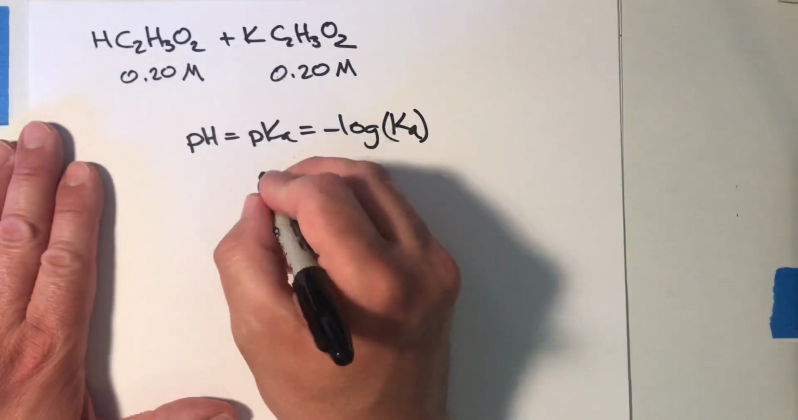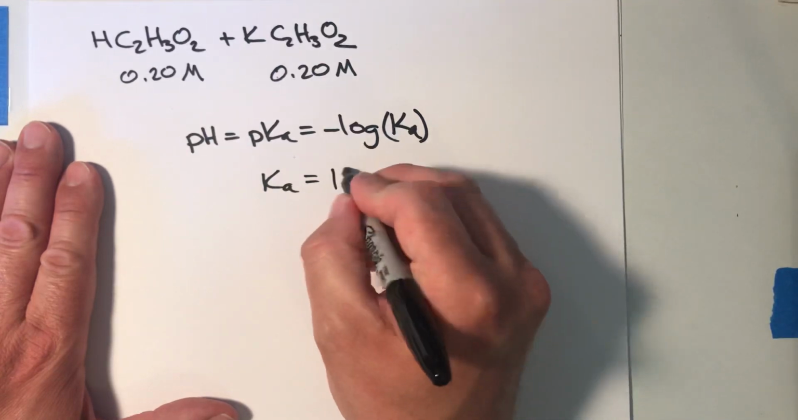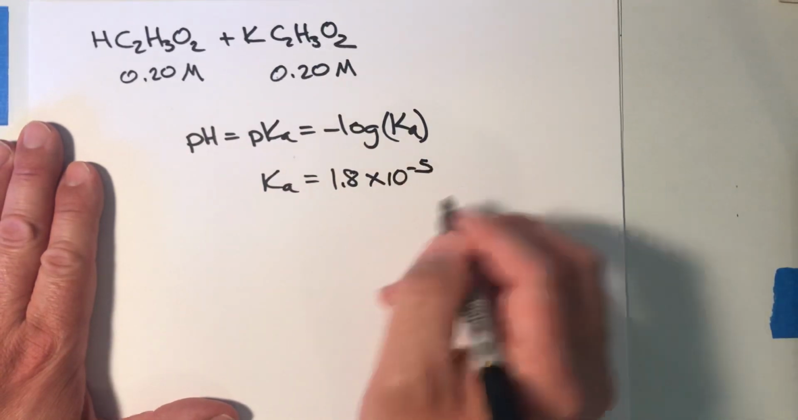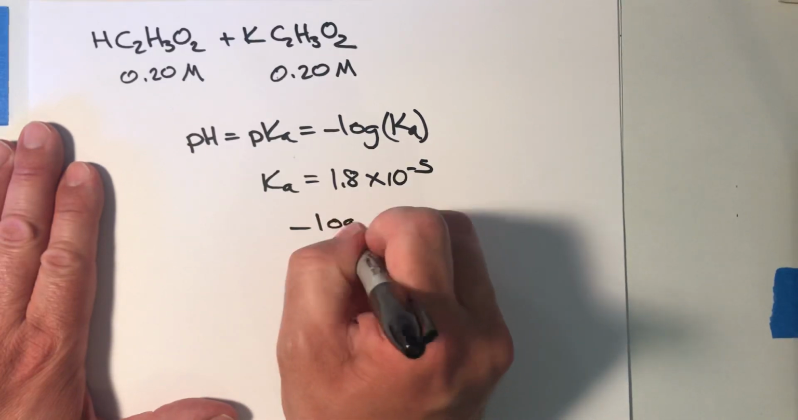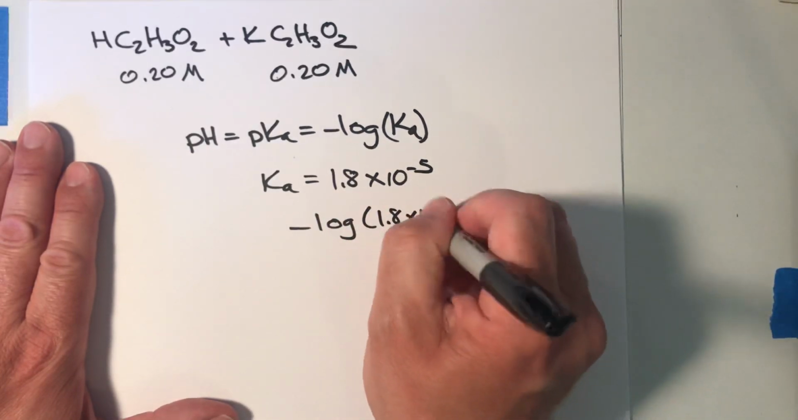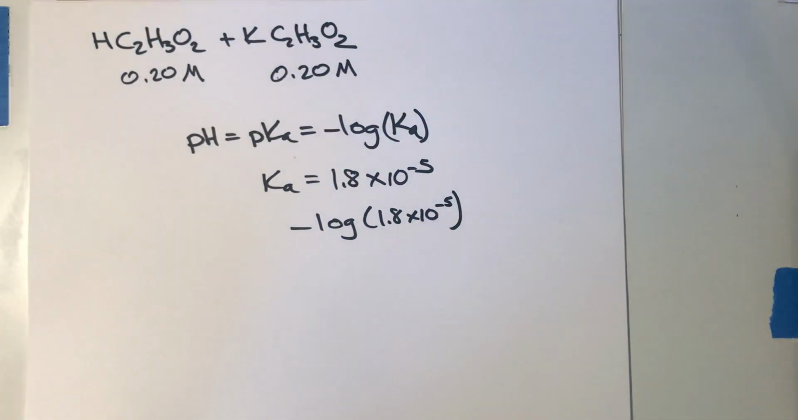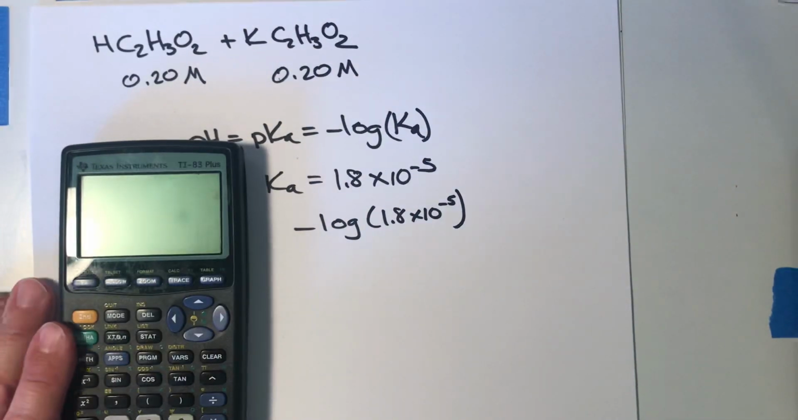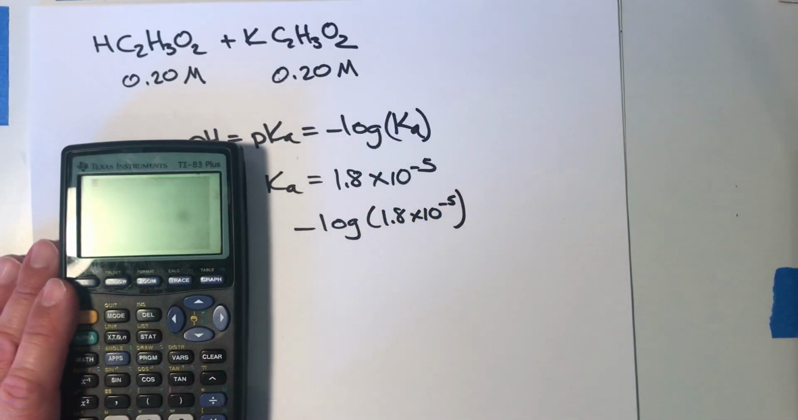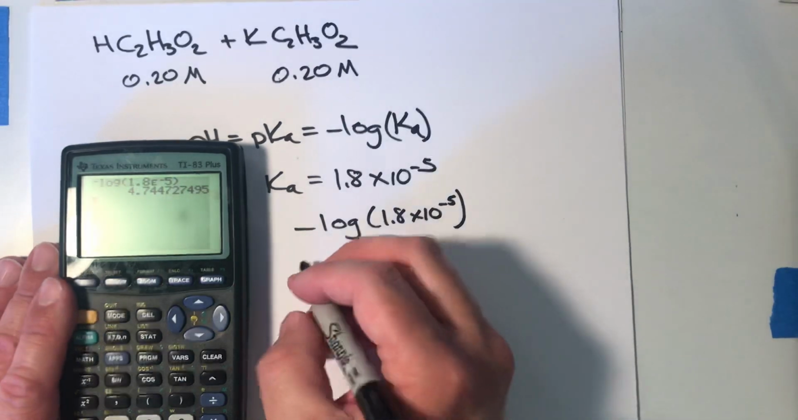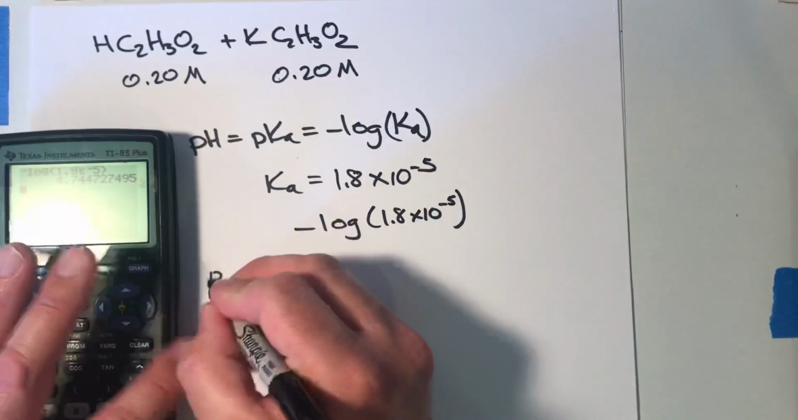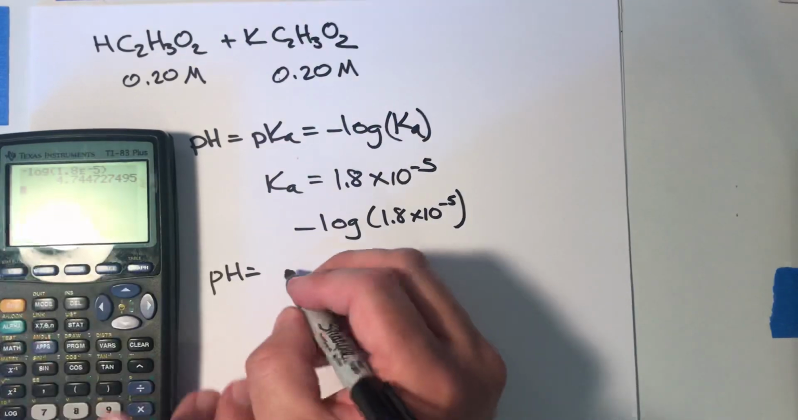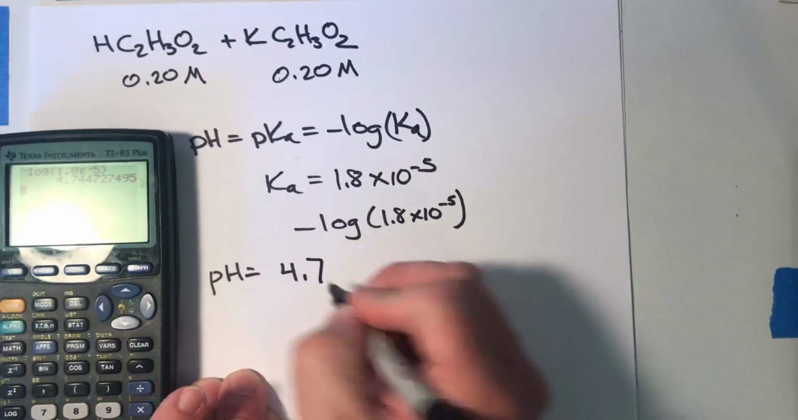And very likely by now, you've memorized that the Ka of acetic acid is 1.8 times 10 to the negative 5. So if we take the negative log of 1.8 times 10 to the negative 5, we get our calculator, and we try that out. Negative log 1.8 times 10 to the minus 5, and we get 4.7. So that means that the pH in this situation is going to be equal to this pKa, the negative log of the Ka, of 4.7.